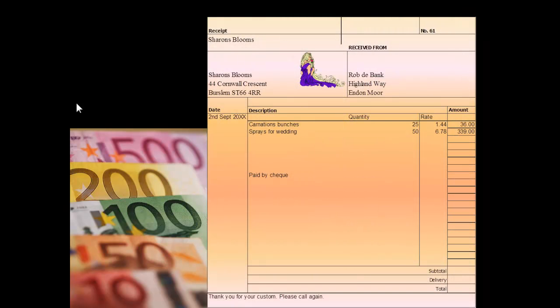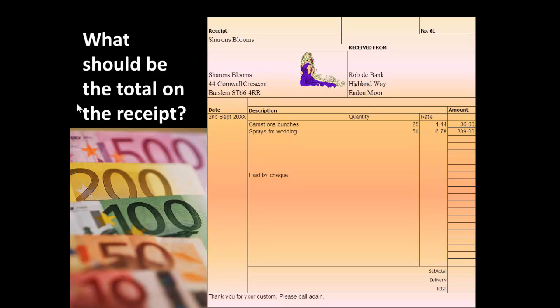So here's another receipt. In this case, what should be the total? We have two items, carnation bunches, sprays for the wedding, one at £36, one at £39. So what should be the total on the receipt?